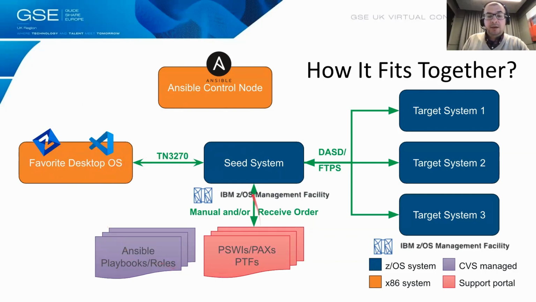Now, I add here a few more components. In fact, only one: Ansible playbooks or roles. I'm talking about Ansible, but in general, you can imagine here basically any type of automation script. In your case, it could be even REXX, it could be Python, it could be a set of JCLs, whatever. Basically, Ansible can run everything, and it's up to you how you build your automation.